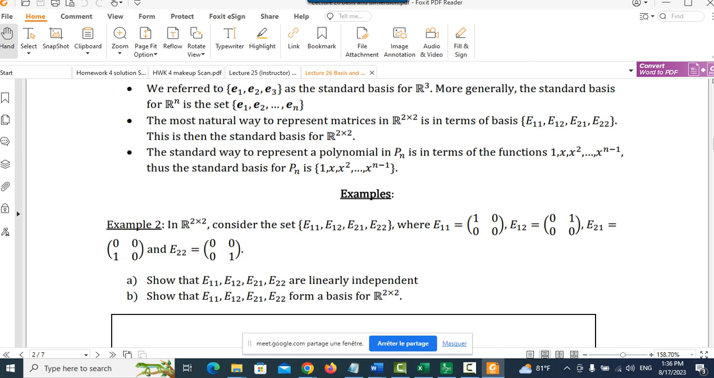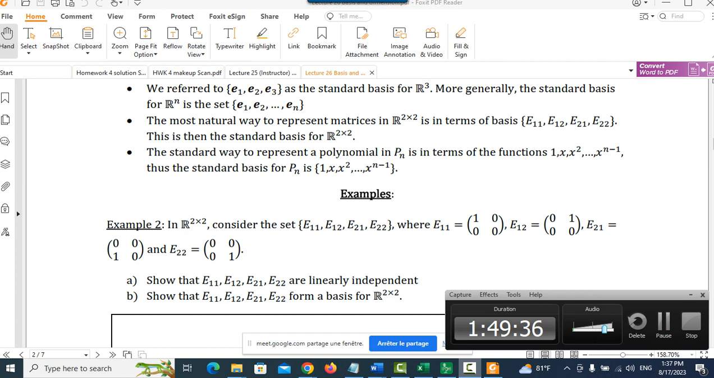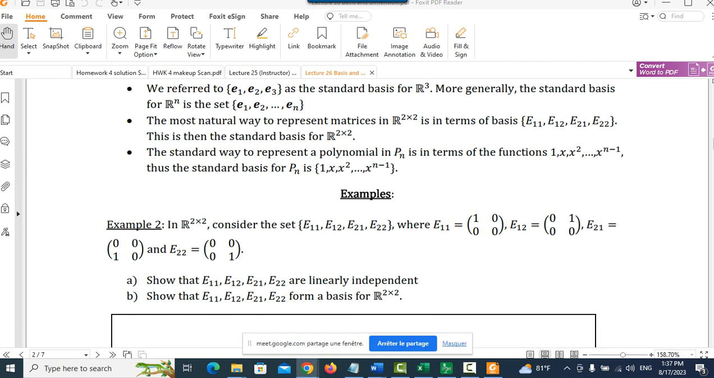Now let's look at this example. Example 2. In R2 by 2, consider the set E sub 1 1, E sub 1 2, E sub 2 1, E sub 2 2, where E sub 1 1 is this, E sub 1 2 is this. Show that E11 all the way to E22 are linearly independent, and show that these matrices form a basis for R2 by 2.